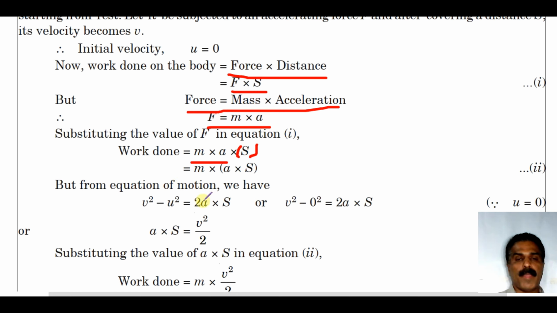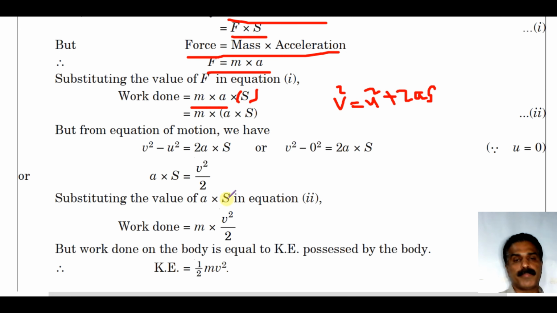We know the equation for displacement: we have an equation v square equals u square plus 2as, where v is the final velocity, u is the initial velocity, a is the constant acceleration, and s is the distance, the displacement. From this equation, we can get s. So from this equation, we get v square minus u square equal to 2as.